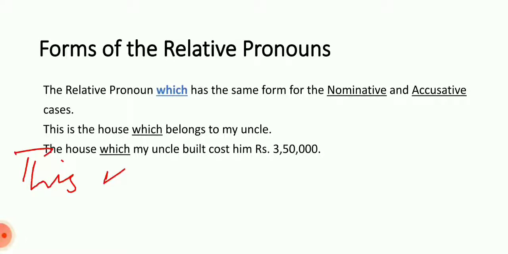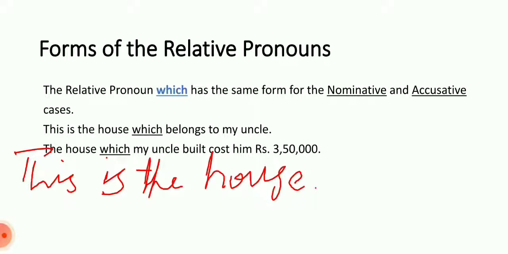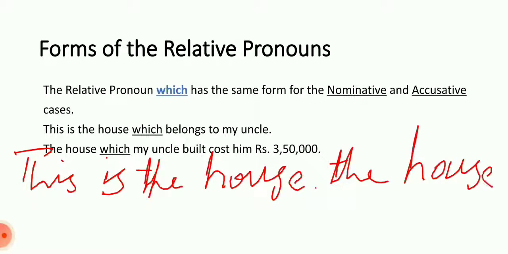This is the house. This is the first sentence, and the second sentence would be: the house which belongs to... Okay, now in the second sentence, the house, which we have repeated as the same noun as in the first sentence. So now here we may say that which is used as the pronoun. Why is it used as the pronoun?